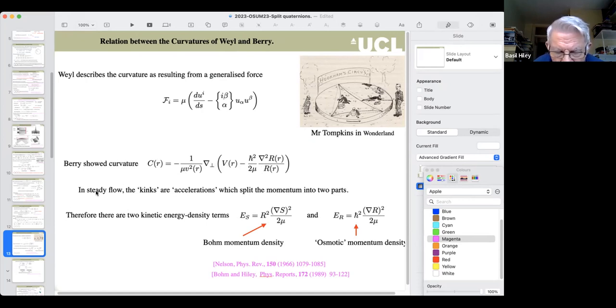So what happens is, in the steady flow, the kinks are acceleration, which split the momentum into two parts. There's a kinetic energy part, a scalar, and then there is a second part, which David Bohm and I wrote a paper on, which we called the osmotic momentum, because we didn't realize at that stage that it was actually tied in with what DeWitt had been doing. Why couldn't we tie it in? Because we weren't aware that DeWitt had done it in such a beautiful way.